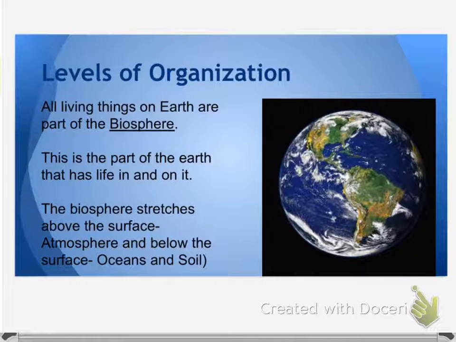We're going to talk about how we organize all the living things on the planet, how we organize the world. So we talk about levels of organization, and we'll talk about this at a smaller level as we get into cells. But when we do the whole zoom out view, and we look at the entire Earth, and we consider every single living thing on the Earth, we call that the biosphere. You're part of the biosphere. I'm part of the biosphere.